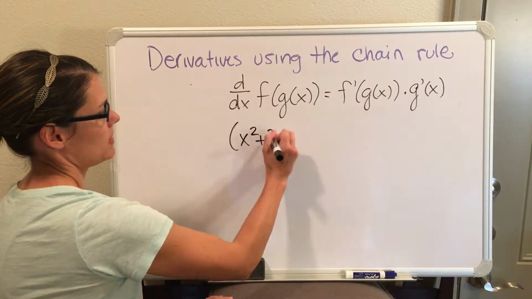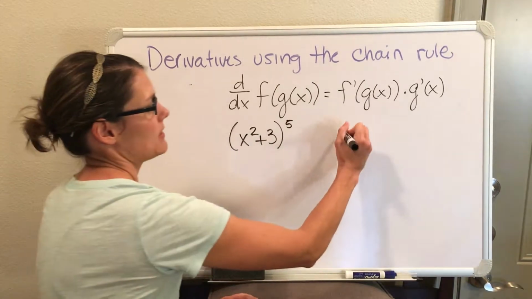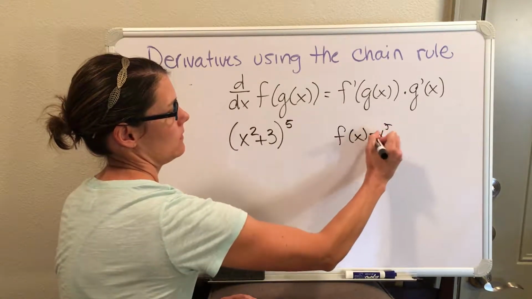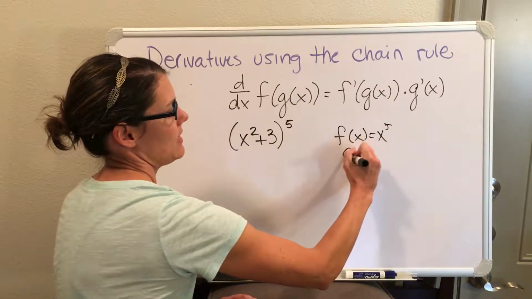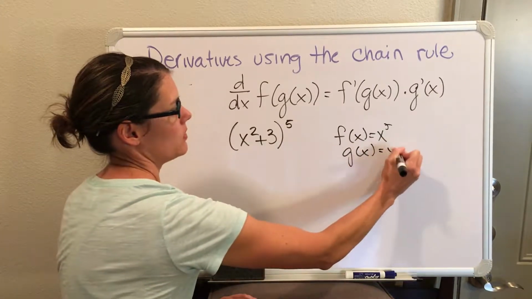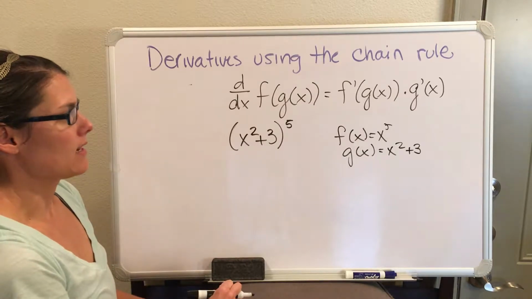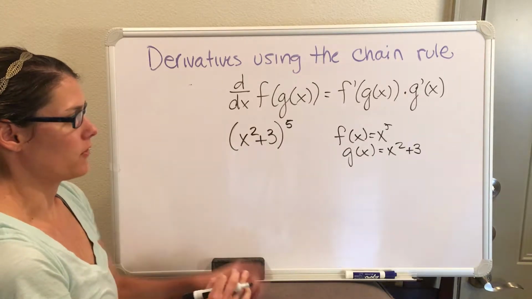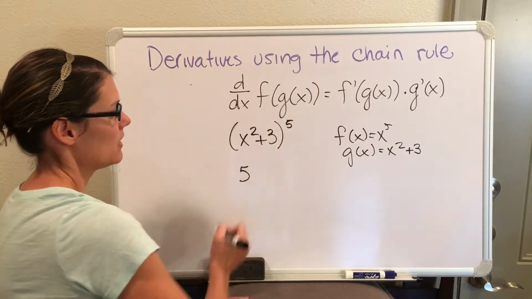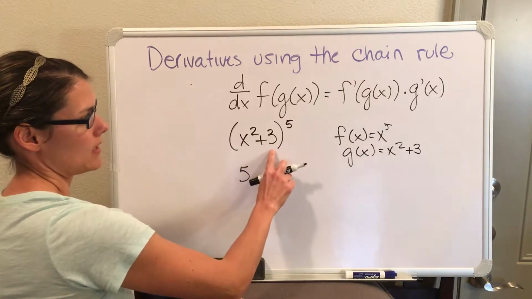What if I have x squared plus 3 to the 5th power? In this case, the outside function is your power, and the inside function is whatever is inside the parentheses, which is x squared plus 3. So what I'm going to do first is take the derivative of the outside, which is the power. So I'm going to use the power rule. But do not put an x right here. What you do is you rewrite the inside.